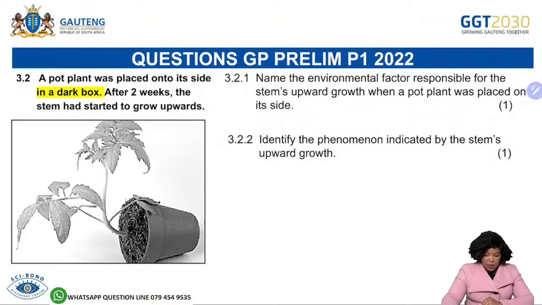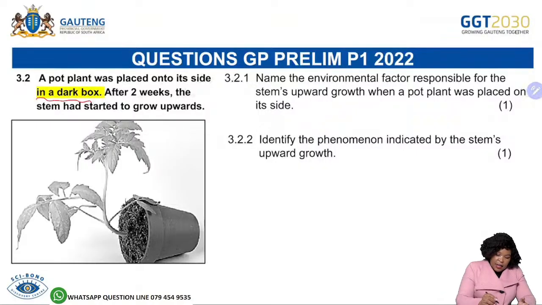Right, the first question we have here is from your prelim paper 1 in 2022. Let's see. A pot plant was placed onto its side in a dark box. Now this dark box is highlighted because then you would want to ask yourself, why was a dark box used instead of just light? Because you want to eliminate light. You don't want light to be a factor in this investigation. Right. After 2 weeks, the stem had started to grow upwards.